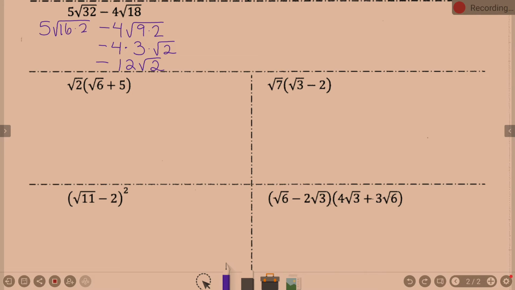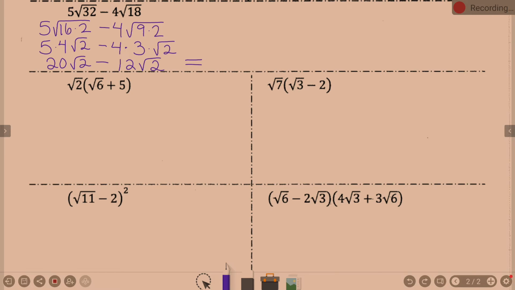And under the square root is 16 times 2. 5 stays out front. The square root of 16 is 4, and that's outside the radical. 2's under the radical. 5 times 4 times square root of 2 is 20 square root of 2.